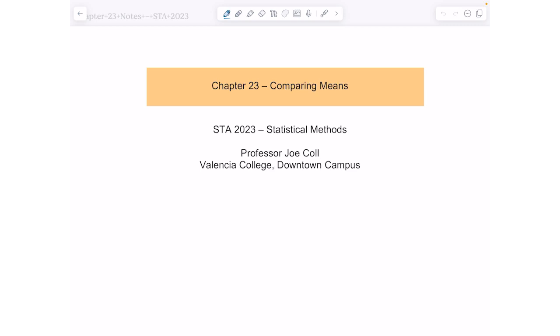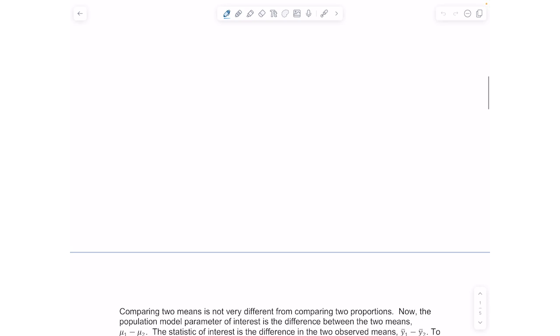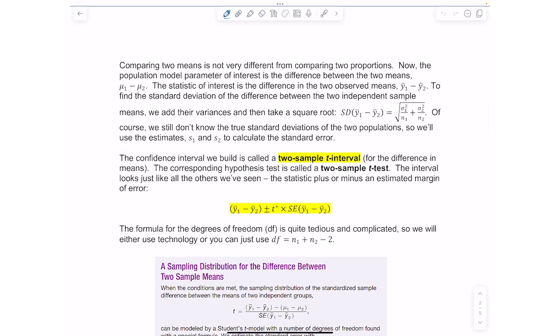Welcome back. In this video, we're going to be comparing means, which is not very dissimilar to other hypothesis tests that we have done so far. If you'll remember, the population model parameter of interest is going to be the difference between the two means, just like when we were comparing two proportions, it was the difference between the two population proportions. So here we're looking at mu1 minus mu2.